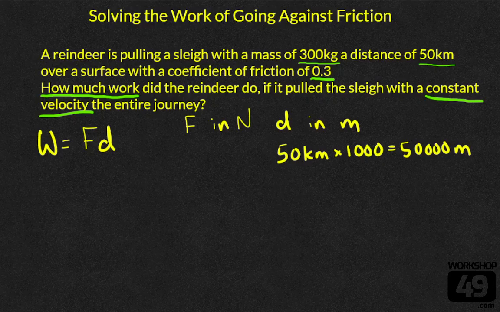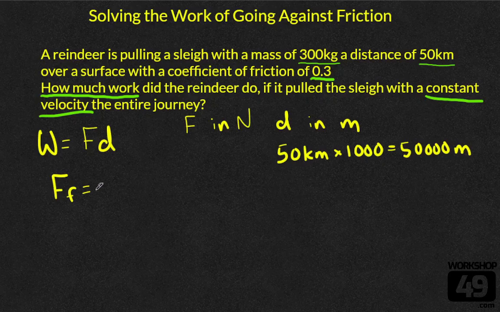The next thing that's important here is that you were told the reindeer went at a constant velocity the entire journey. That means that it pulled exactly against friction the entire time. Now the hint here is that it says a coefficient of friction. So you know that we're going against friction. But because it's not accelerating the sleigh, I'll say this again, because it's not accelerating the sleigh, its force is going to perfectly match friction. So let's see if we can find the friction on this sleigh.